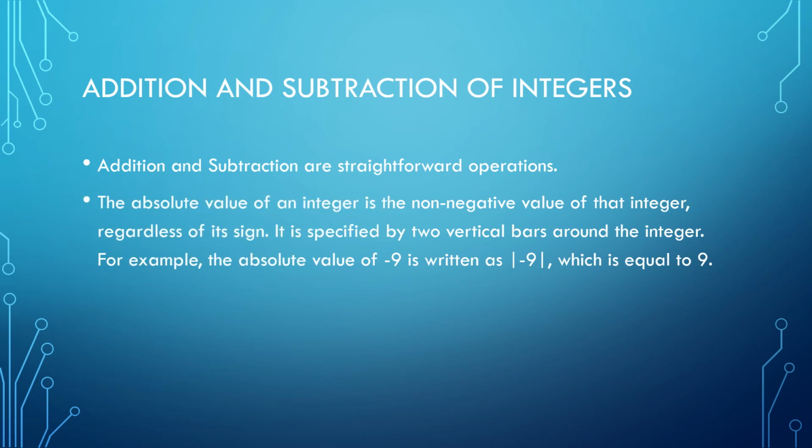The absolute value of an integer is the non-negative value of that integer, regardless of its sign. It is specified by 2 vertical bars around the integer. For example, the absolute value of -9 is written like this, which is equal to 9.